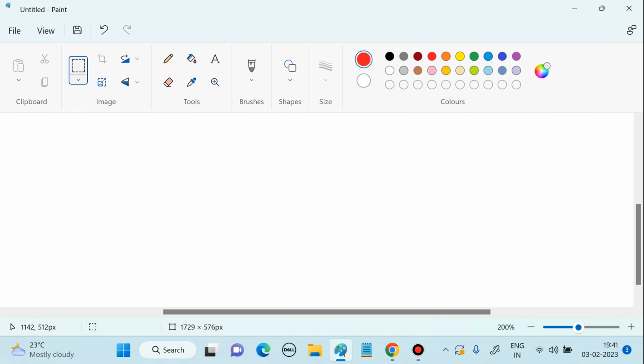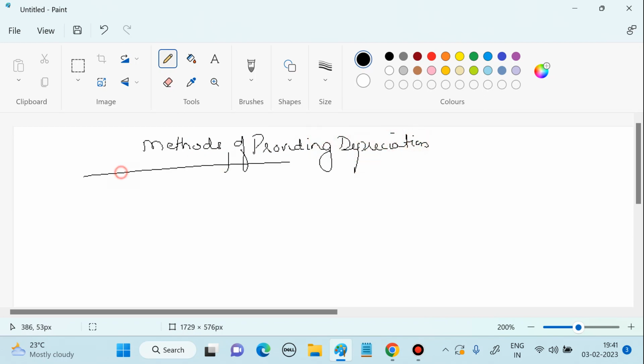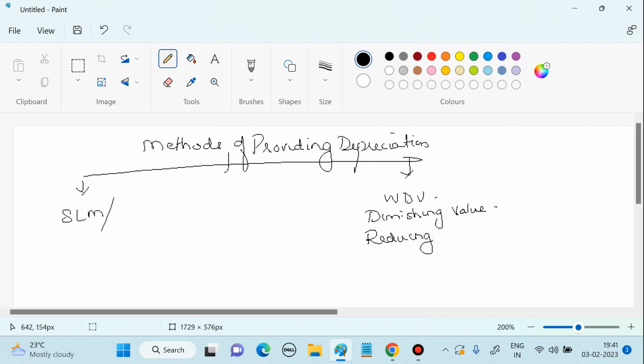Now, moving on, we will go into the different methods of providing depreciation. What are the two methods of providing depreciation? Straight line method and written down value method. Straight line method and WDV, or is there any other name for straight line method? Do you know? WDV, I know diminishing value method. Diminishing value method, reducing balance method.